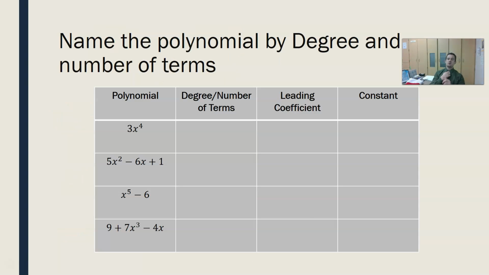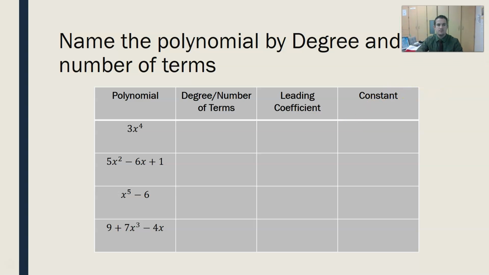So let's take a look at these. Name the polynomial by degree and number of terms. This is similar to what you'll see on your homework, what you'll see on the test. 3x to the 4th, the degree and number of terms. The degree is the largest exponent, so this is a 4th degree polynomial. And how many terms are there? Just one, so I will call that a monomial. So this is a 4th degree monomial. The leading coefficient is the number in front of the first variable, which is 3. The constant, in this case, is just 0.